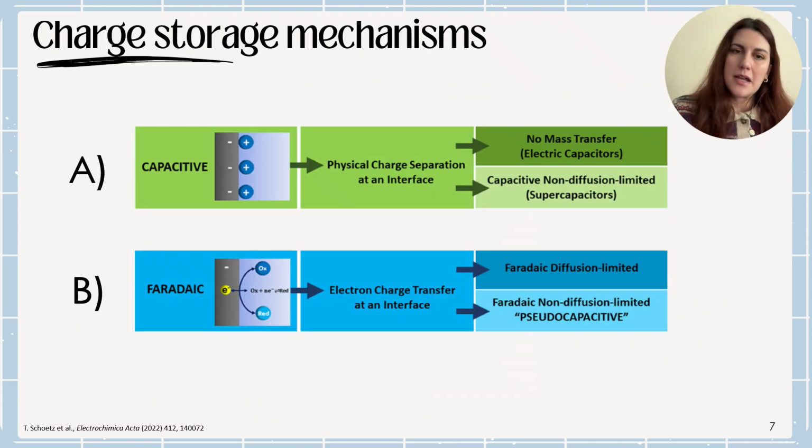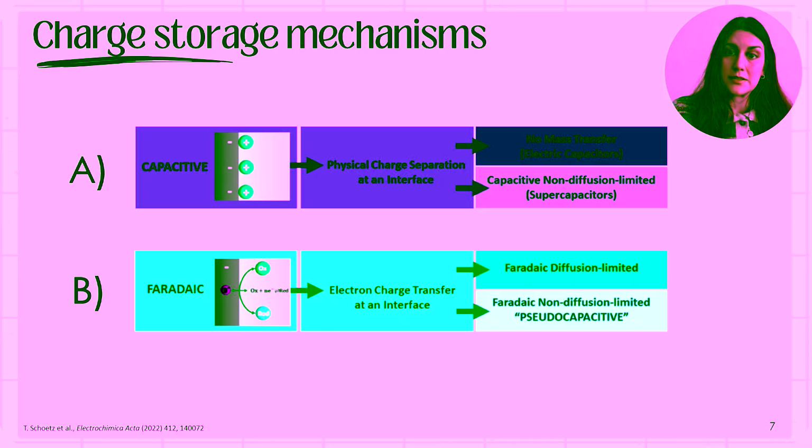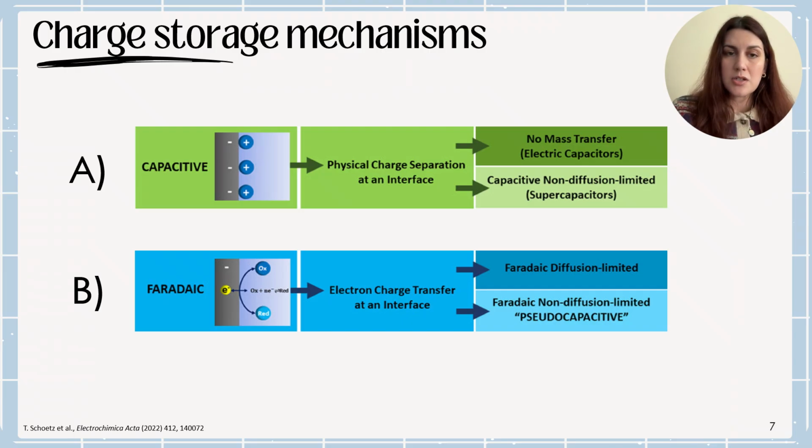Now that we understand how to analyze cyclic voltammetry data, we can use these techniques to investigate how electrochemical systems store charge. Broadly speaking, charge storage mechanisms can be divided into two main categories: capacitive processes and Faraday processes. Capacitive charge storage occurs through physical charge separation at an interface. When a potential is applied, ions rearrange near the electrode surface, forming the electrochemical double layer.